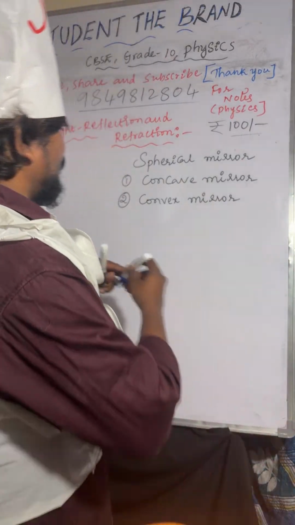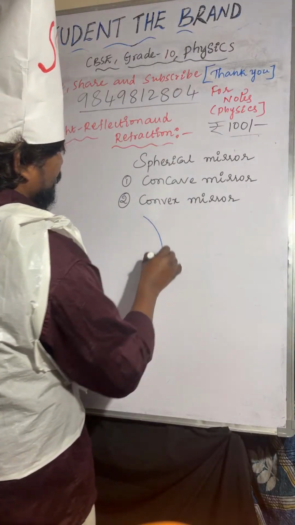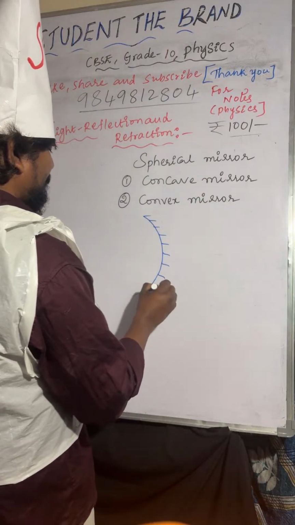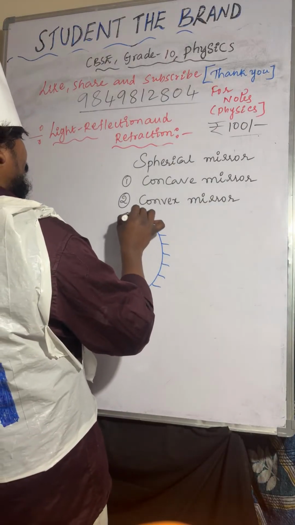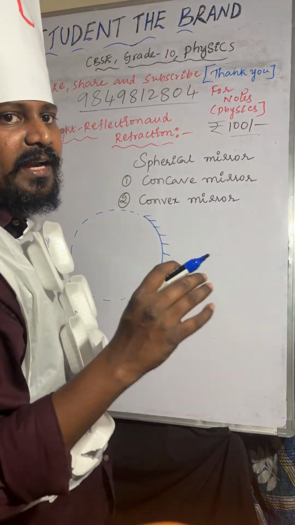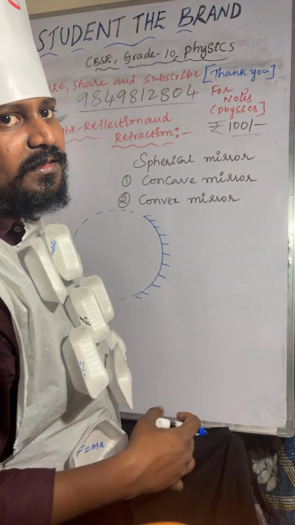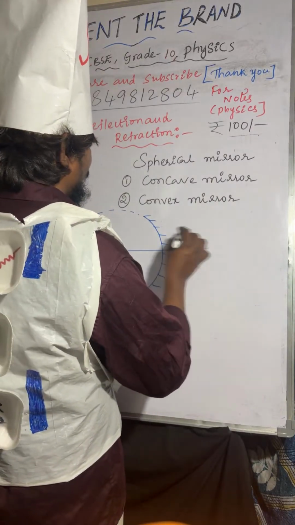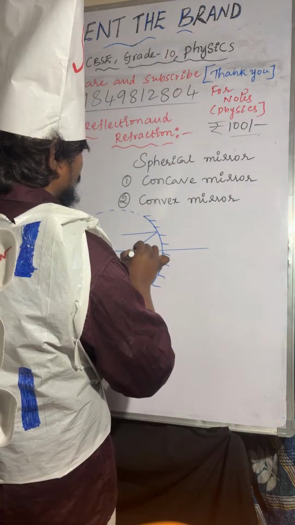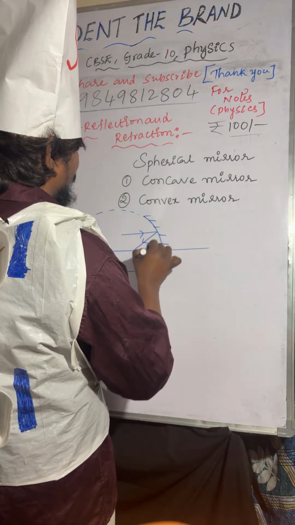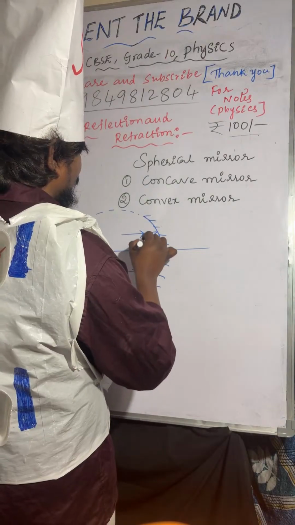Okay, so here I am taking it like this. This is a part of this sphere. We are taking a small portion, and that is called a concave mirror. Reflection takes place inward, and the coating will be outward.